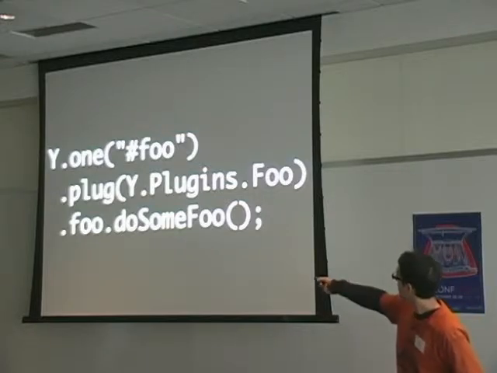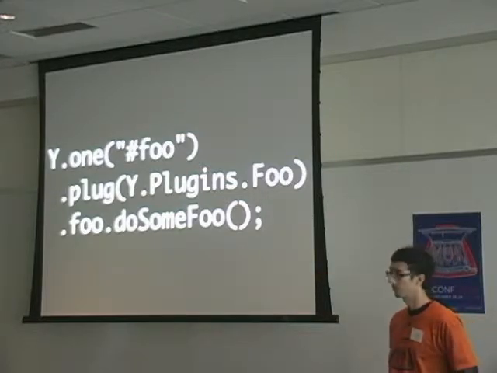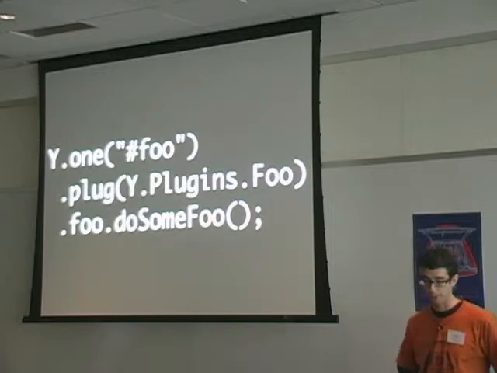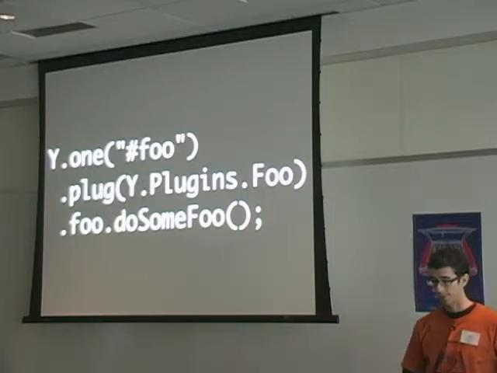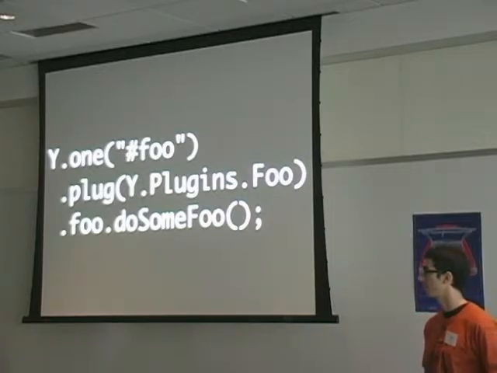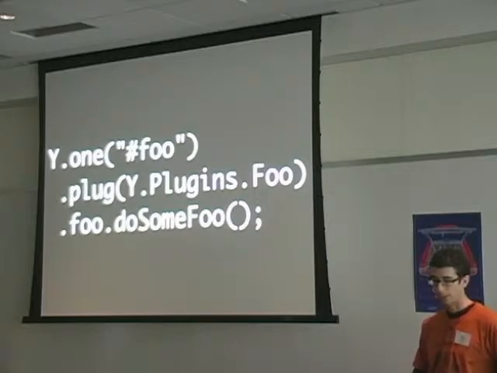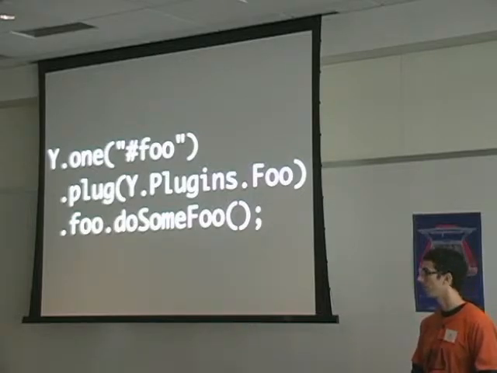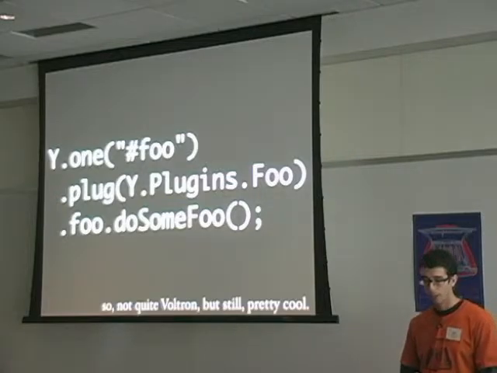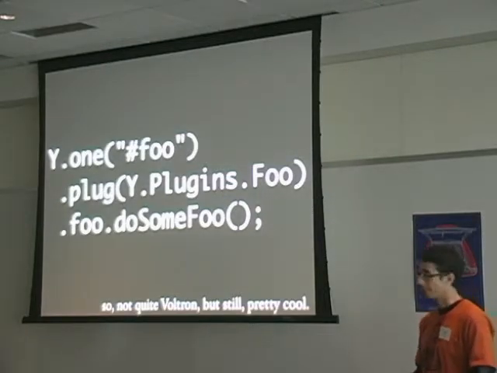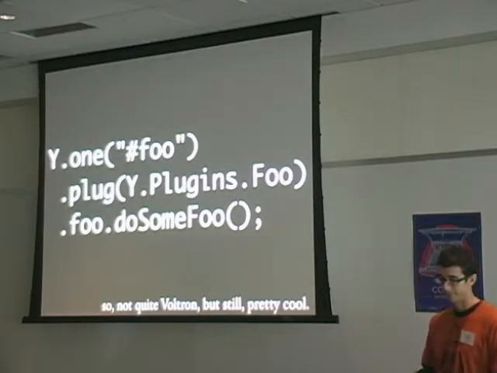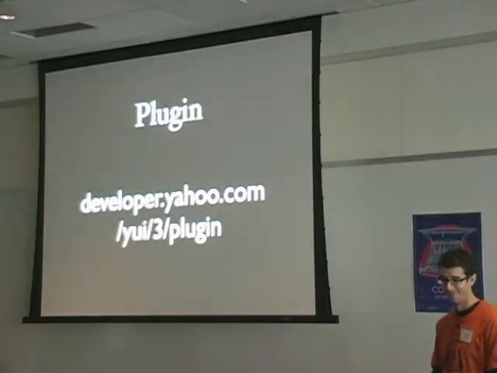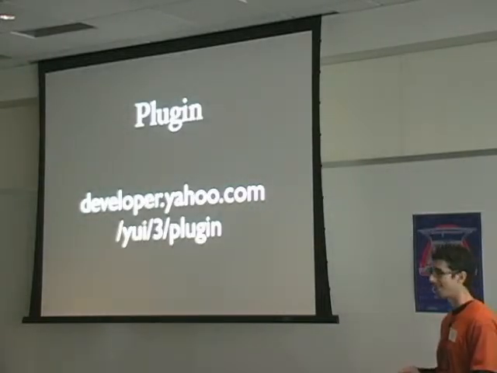Right, so I have my DOM node, Y.one, pulling in a single node. Then I want to plug in Y.Plugin.Foo, which I've created. That creates a namespace, .foo, and that's where all the extra functionality hangs off of. So you don't really have to worry about things clobbering one another if two plugins define the same function. So it's not exactly like Voltron, but it's close. Learn more about this on developer.yahoo.com.